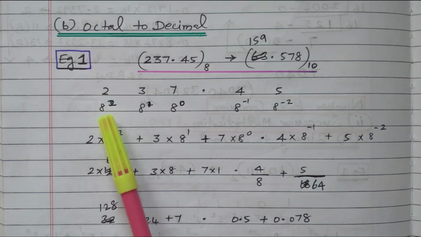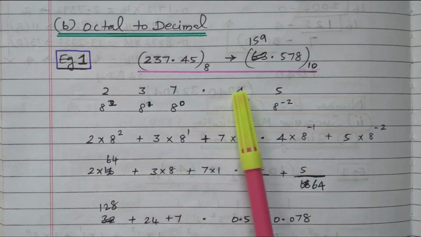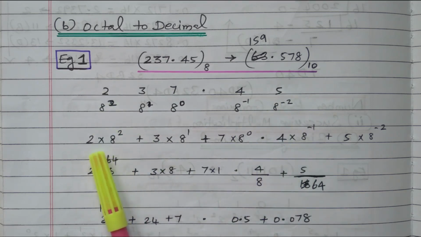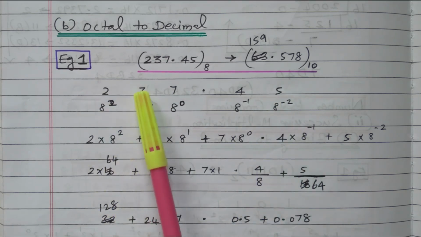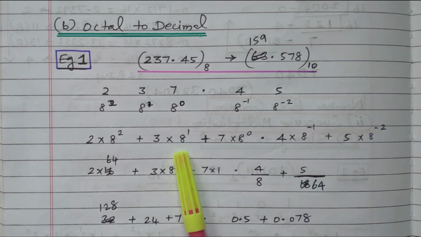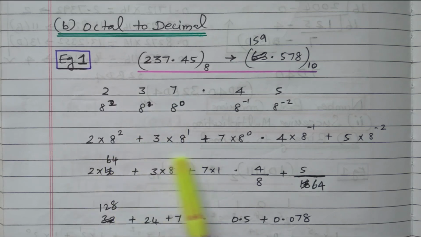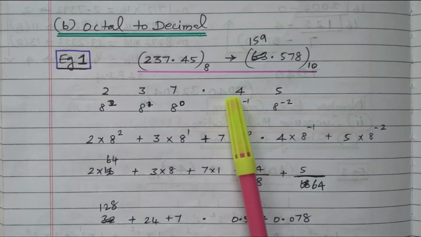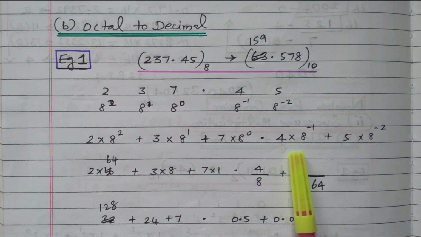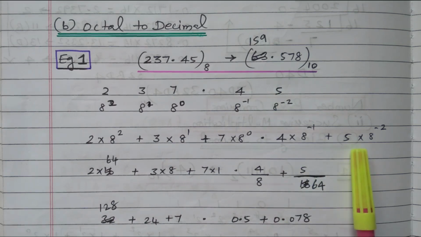So 2 into 8 power 2. We need to multiply these consecutive digits: 2 into 8 power 2 plus 3 into 8 power 1 plus 7 into 8 power 0. So all the consecutive digits are multiplied. Then the fractional part: 4 into 8 power minus 1, 5 into 8 power minus 2. So this is the whole number part, and this is the decimal digits part.